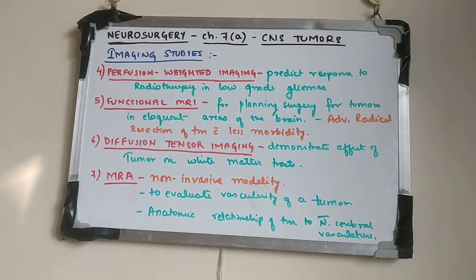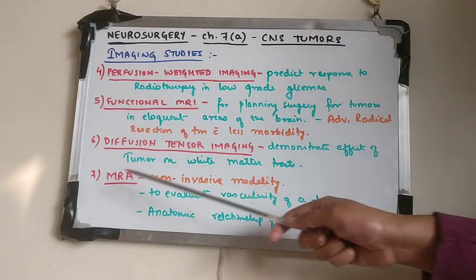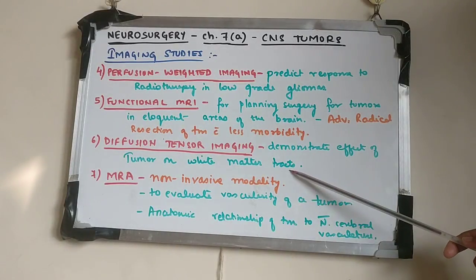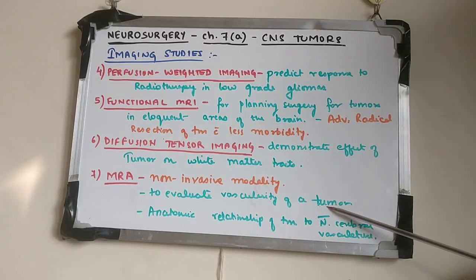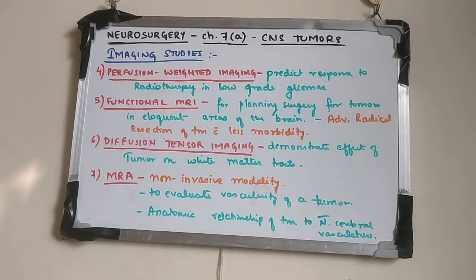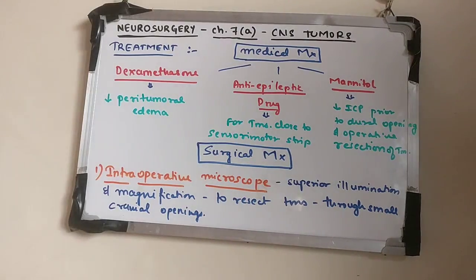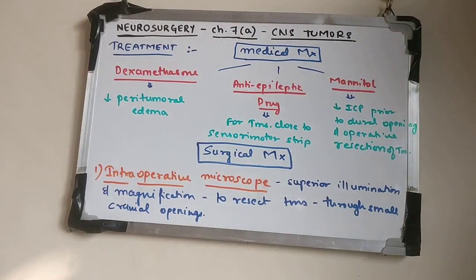Now angiography, it is basically relating to your blood vessels. You're going to visualize the blood vessels. Since it is MRI, it is a non-invasive modality. And it is used to evaluate the vascularity of a tumor or anatomical relationship of a tumor to that of normal cerebral vasculature, so that when you're operating, you might not hit any of the major vessels or veins or arteries. Coming to the treatment of brain tumors, we'll look into the general aspects.